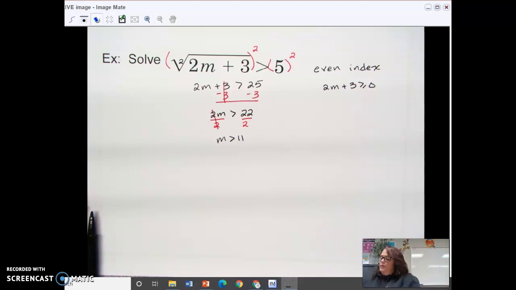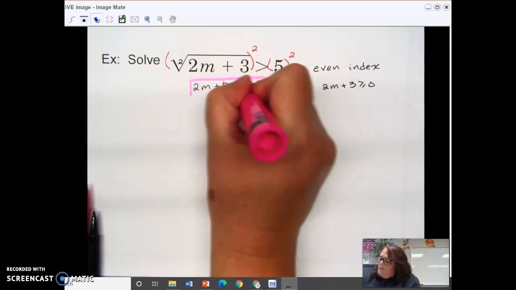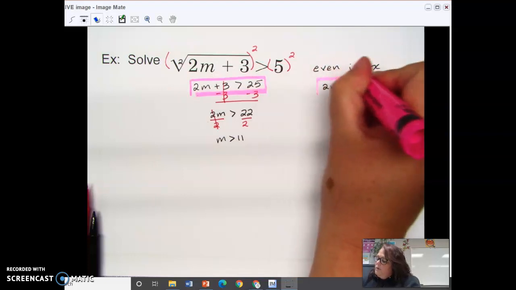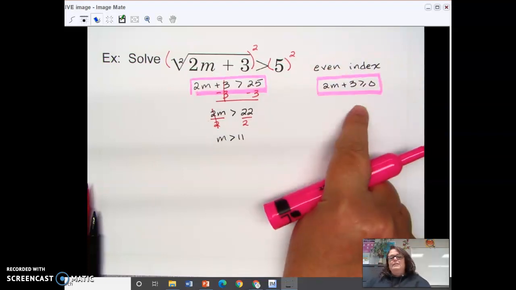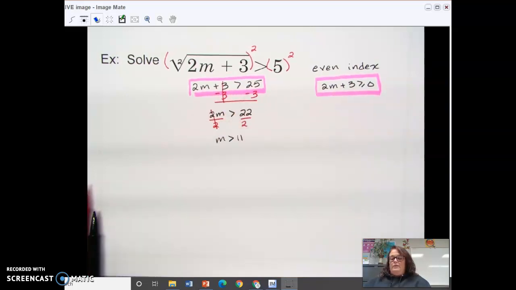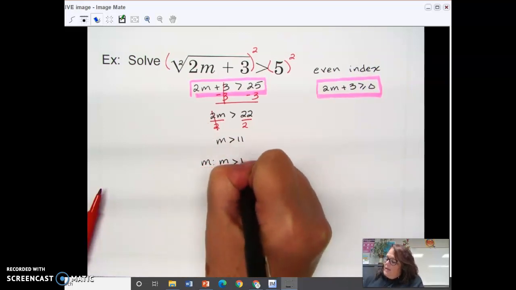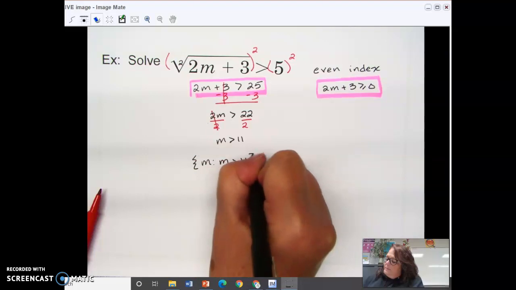But again, over here, we said that it had to be greater than 25. So if it's greater than 25, I'm already guaranteed that it's greater than or equal to 0 because a negative number can't be greater than 25. So that means that I'm done, and I can just say the set of all m values such that m is greater than 11.